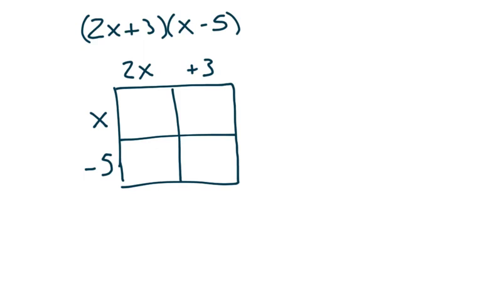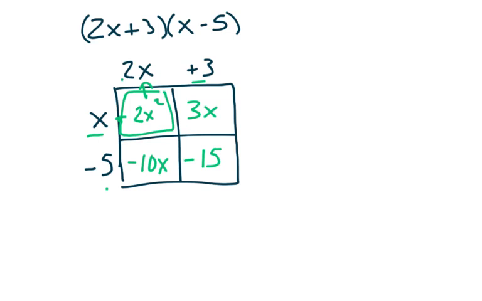To find this first square, it's a combination of the column, which is 2x, and this row, which is x. And you just multiply those two together. So 2x times x is 2x squared. Then you move across, and we have an x times this 3, which is going to give me 3x. Then now I'm in the second row, so I'm taking that first column, which is the 2x, times that negative 5 to get me negative 10x. And then negative 5 times a positive 3 is negative 15.